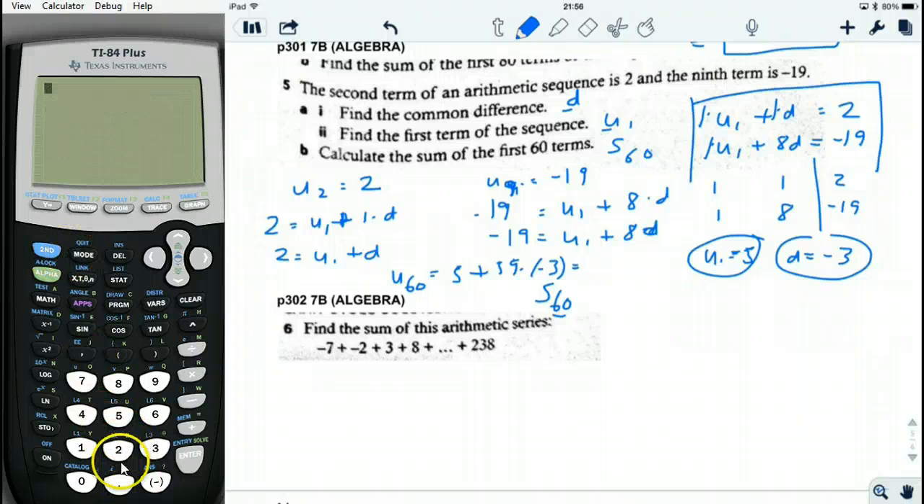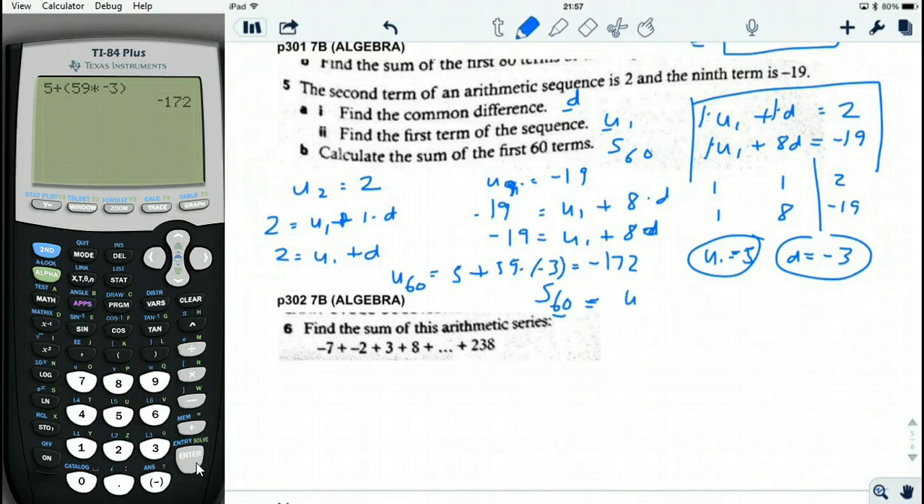So we take 5 plus negative 59 times... no, it's not negative 59, it's 59 times negative 3. Okay. That's equal to negative 172. So U60 is negative 172.